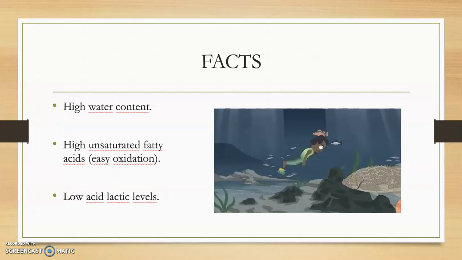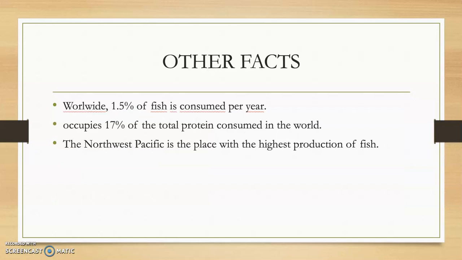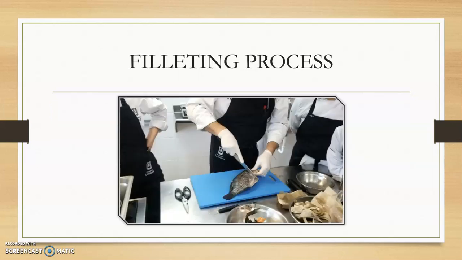Some facts that saltwater fishes have are that they have a high water content, a high level of unsaturated fatty acids, and a low lactic acid level. Other facts can be that worldwide 1.5% of fish is consumed per year. Fish occupies 17% of the total protein consumed in the world, and the Northwest Pacific is the place with the highest production of fish. Next we will see the filleting process, a video about it.